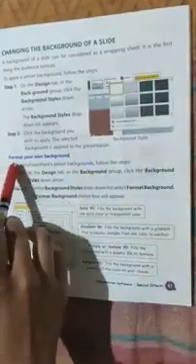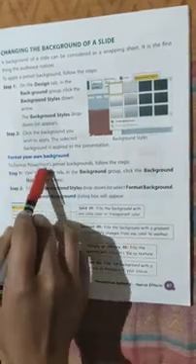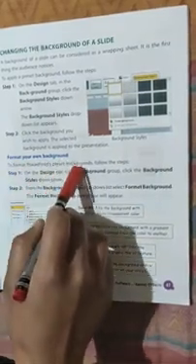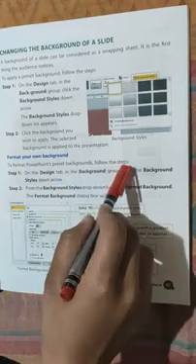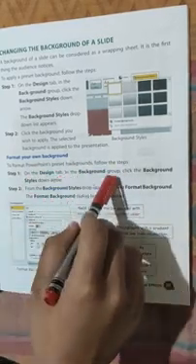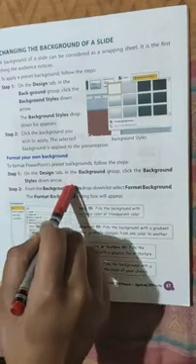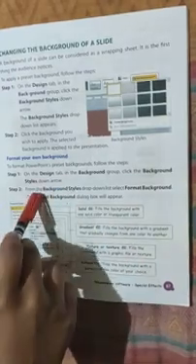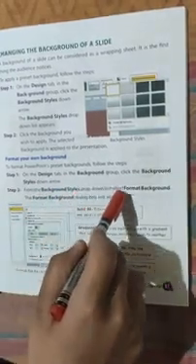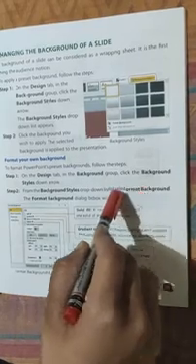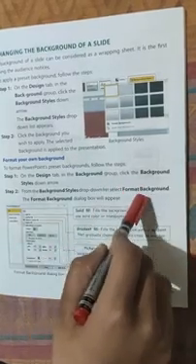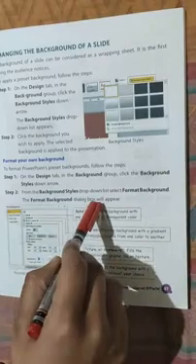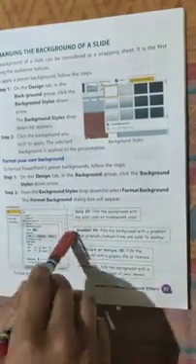Now, format your own background. To format PowerPoint's preset backgrounds, follow these steps. On the Design tab in the Background group, click the Background Style down arrow. Step number 2, from the Background Style drop-down list, select Format Background. The Format Background dialog box will appear. This is the Format Background dialog box.